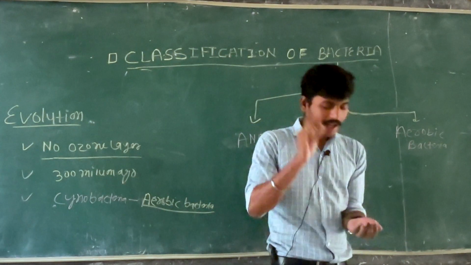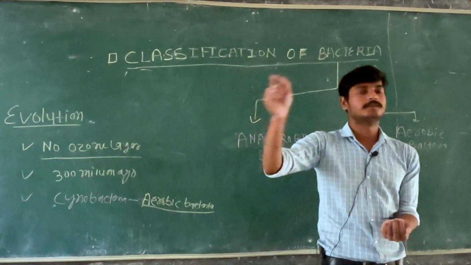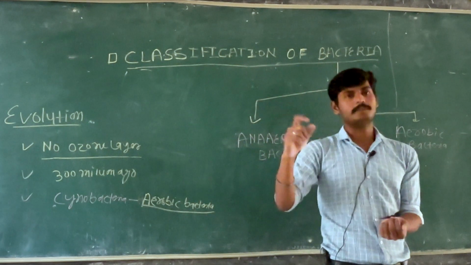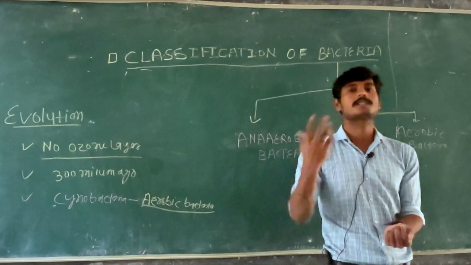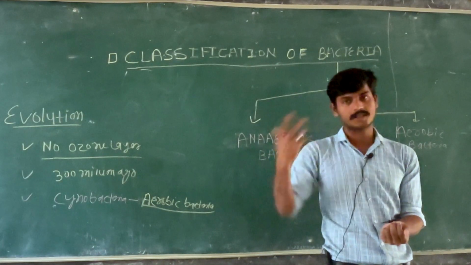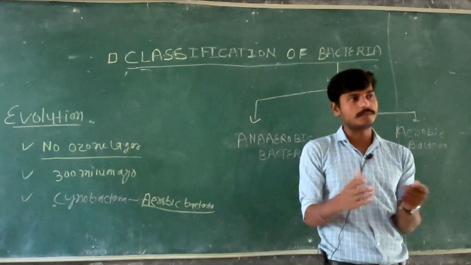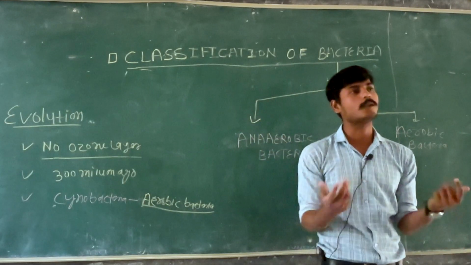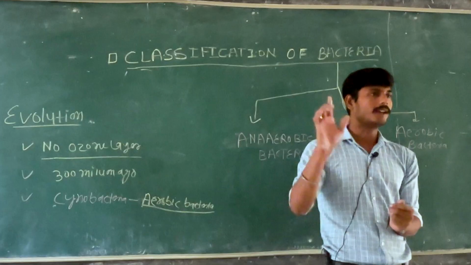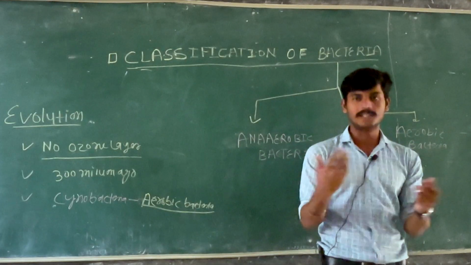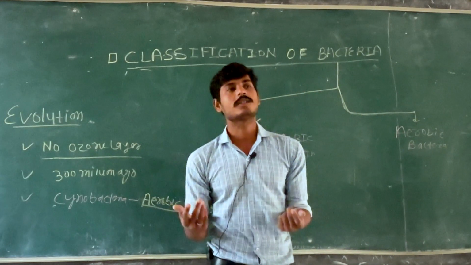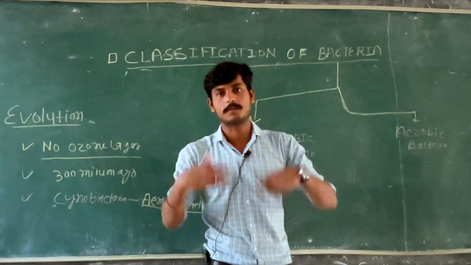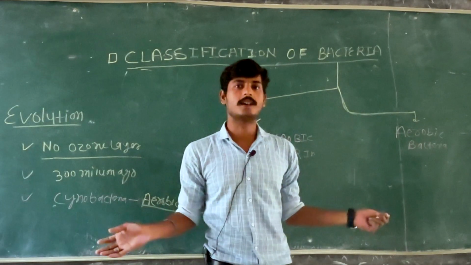Now, I'm using the word survival. That bacteria is using oxygen for their survival, and that bacteria is not using oxygen for their survival. On the basis of that, we are dividing the bacteria into two categories. Now, what is meant by survival? Why is oxygen needed? You as common laypersons may think that oxygen is for respiration purposes. We respire, that's why we are alive.